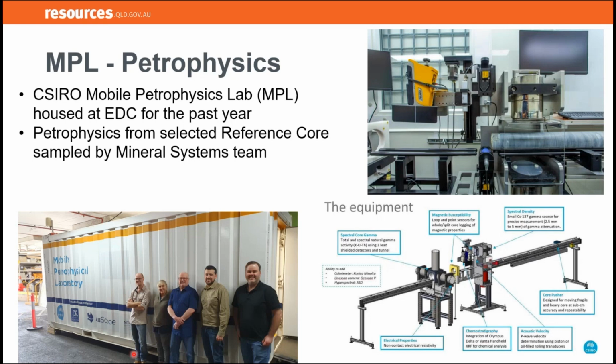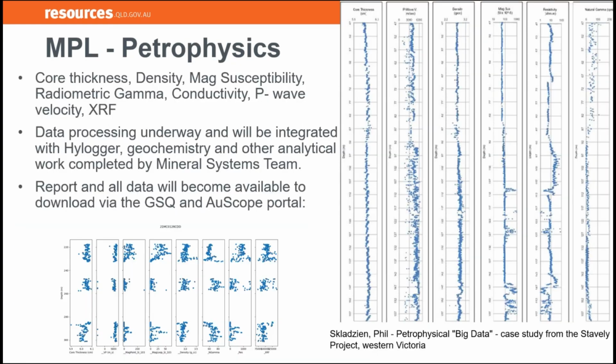So it's a containerized system. So it comes in a container. It's got the Geotek MPL system set up inside there, and we had an operator on it for the last year. It just went back to Perth last month. So the petrophysics we get from this, we're getting the core thickness, density, mag sus, radiometric gamma, conductivity, P-wave velocities, and XRF along those core.